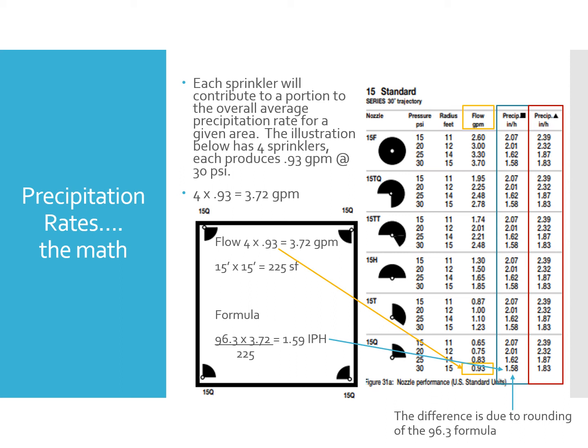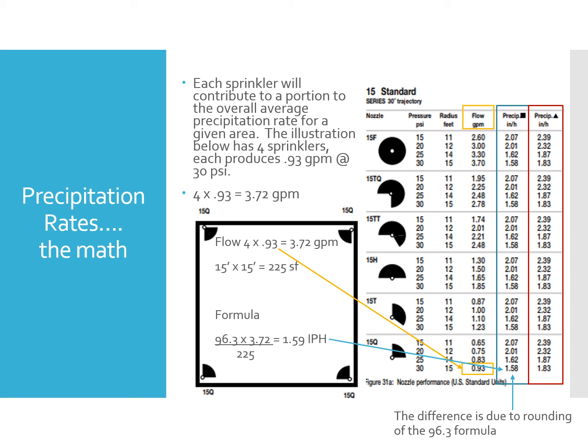Okay, that's part of our formula, the flow rate that goes right here on top. The other piece of the puzzle is how big is this area? Well, these are 15-foot quarters. We need to have head-to-head coverage, so this is 15 feet by 15 feet. So here we have 15 by 15 equals 225 square feet. So now we have everything that we need to be able to calculate this formula.